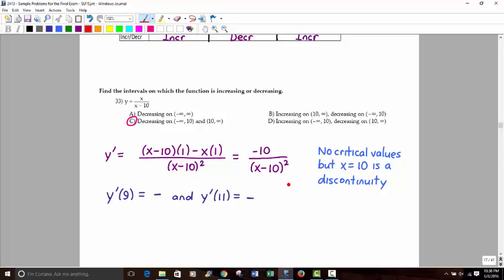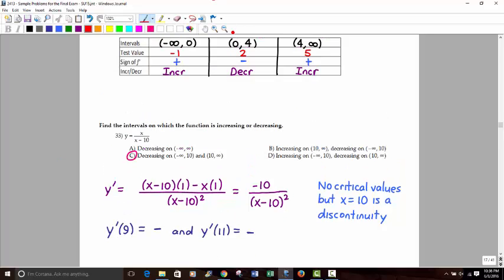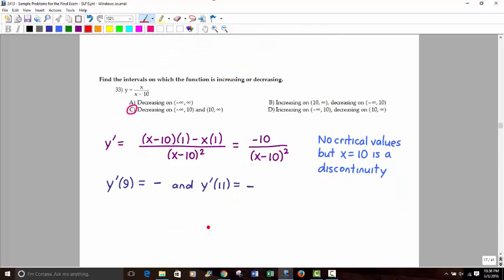So even though we don't have a critical value anywhere, I didn't draw a sign chart here, but we would have had one value and it would have been 10. So 10 would have separated into two intervals, -infinity to 10, and then 10 to positive infinity. So what I'm saying here, without actually doing the formality of a sign chart, is if you put 9 into this derivative, you're going to get negative. If you put 11 into it, you're going to get negative, which means you have two intervals of decreasing, -infinity to 10, and then 10 to infinity.